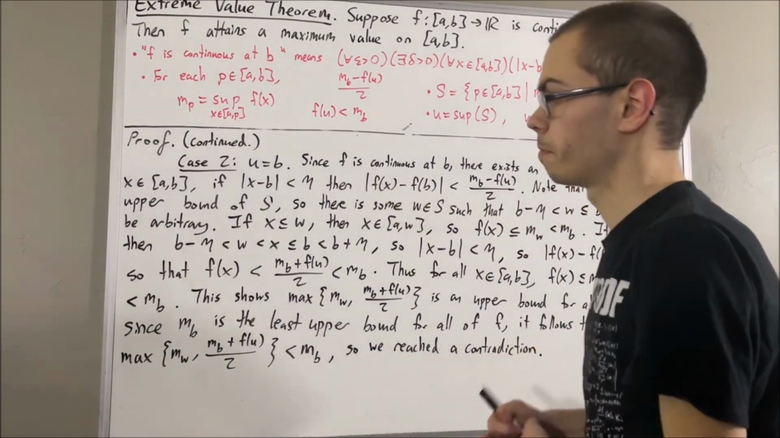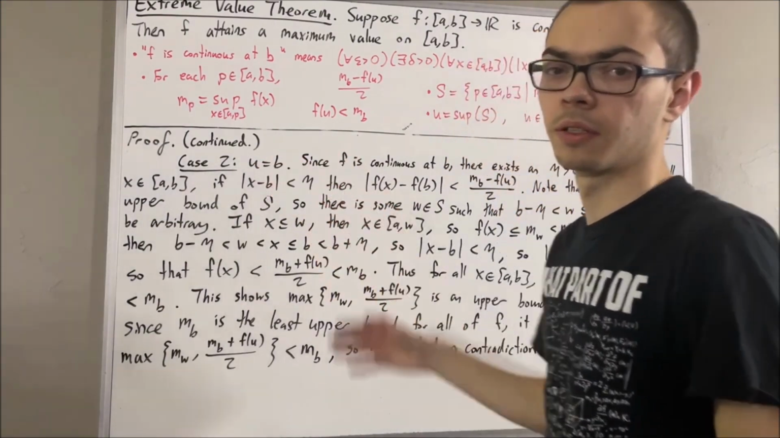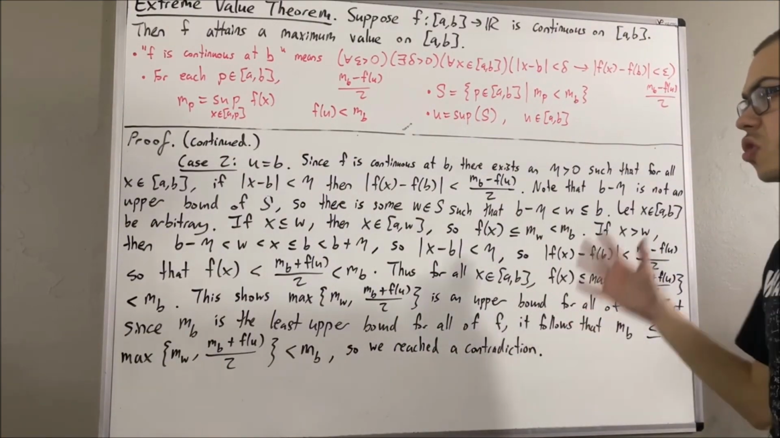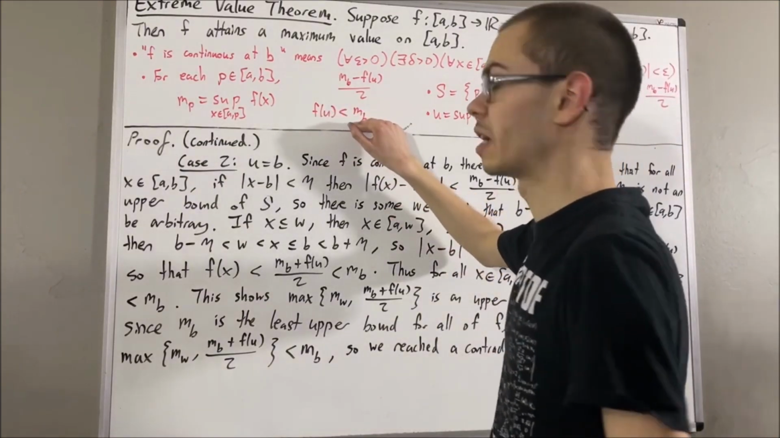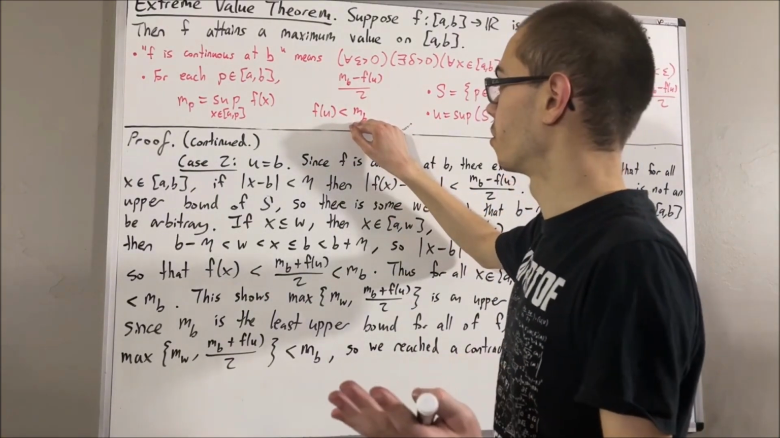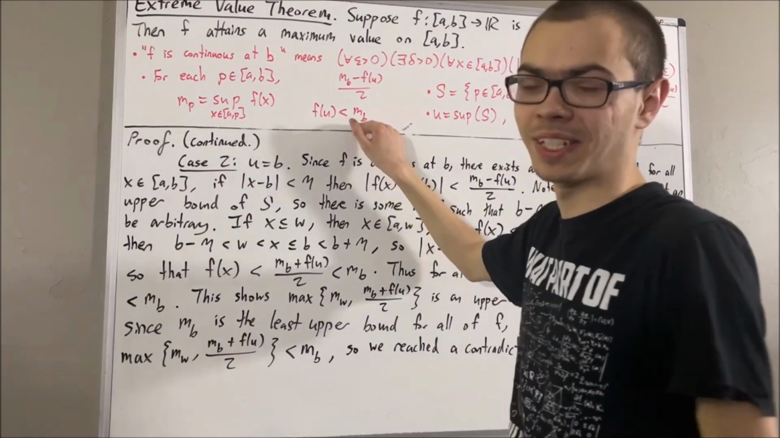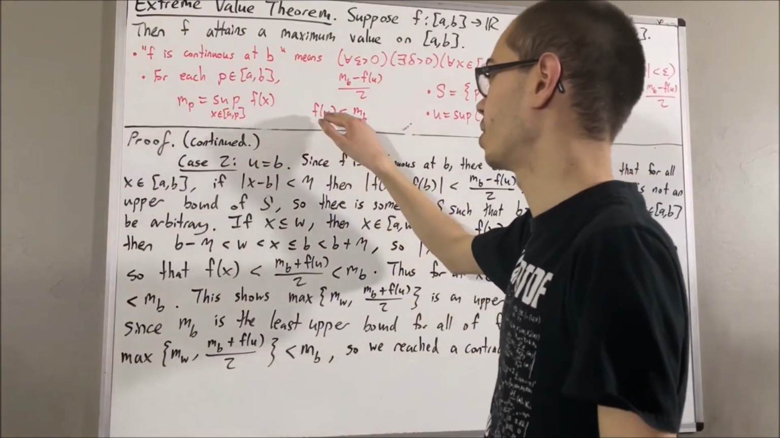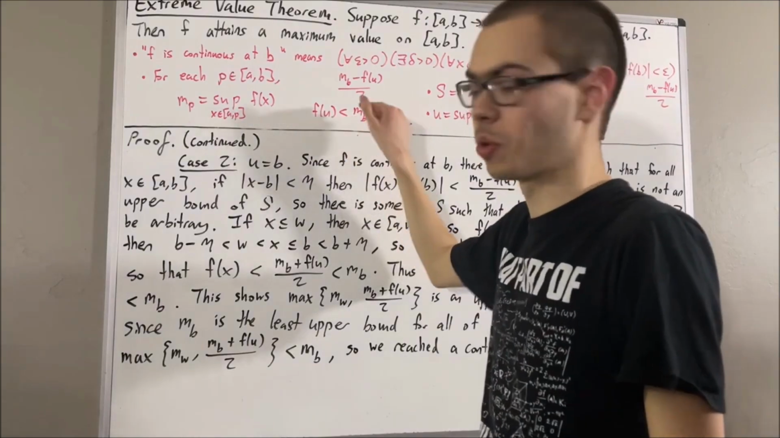So in either case, whether u is equal to b or u is strictly less than b, we reached a contradiction. But that means, no matter what, we reach a contradiction. Our assumption that f of u is less than m_b led us to a contradiction. But from earlier, remember, we know f of u is less than or equal to m_b, because m_b is greater than or equal to every output value of f. So since we've eliminated the possibility that f of u is less than m_b, we must have f of u equal to m_b.